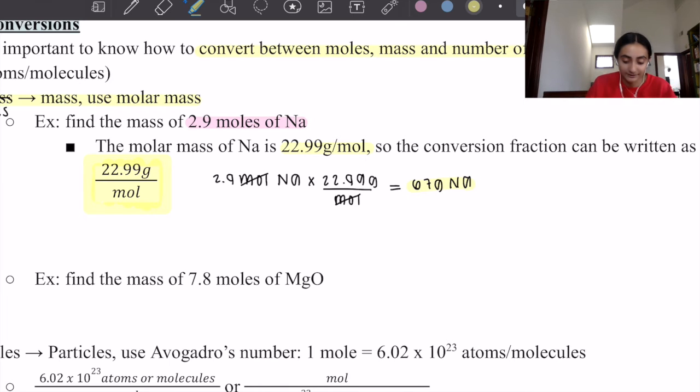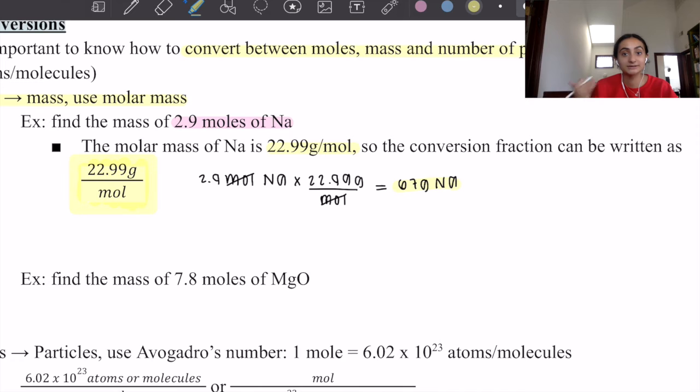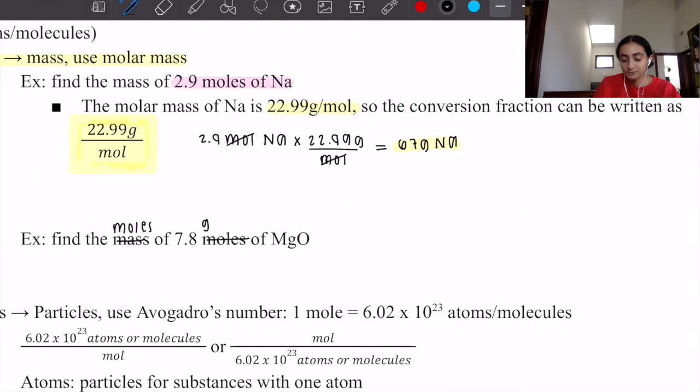Because of sig figs. And we do not account for the sig figs in the molar mass, because that is like a constant number. It's not what you're given in the problem. Okay, so I flipped this problem around so we can practice the conversion the other way.